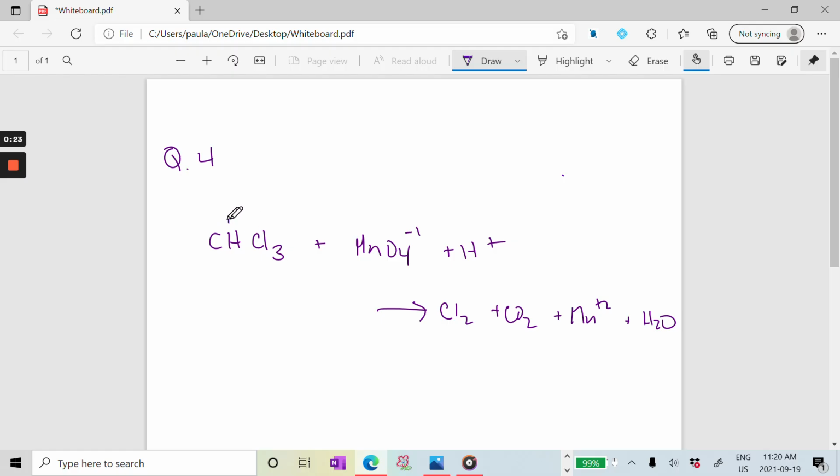So hydrogen, as you know, is +1. Chlorine is -1. 3 times -1. So now this whole thing has to be neutral. And so we have carbon has to be +2. +2 and +1 is +3, and then that balances out that -3.